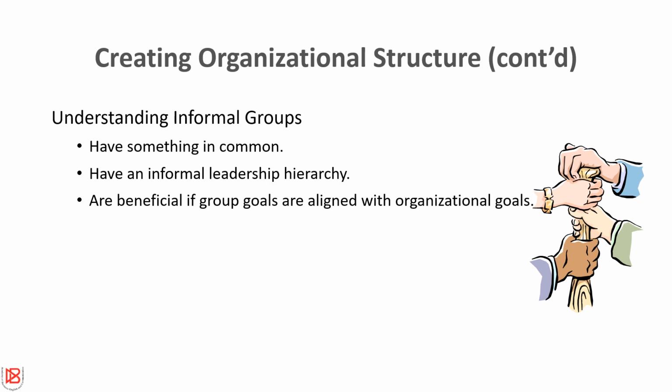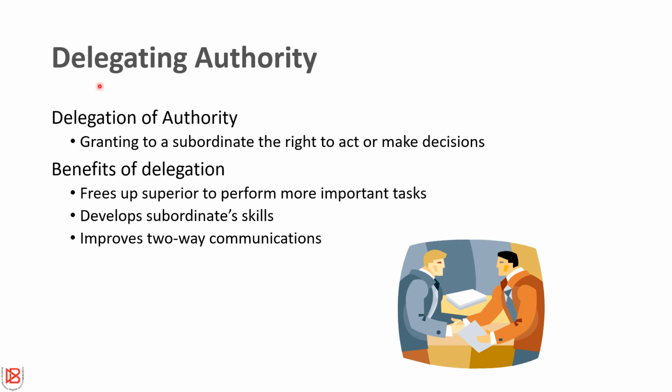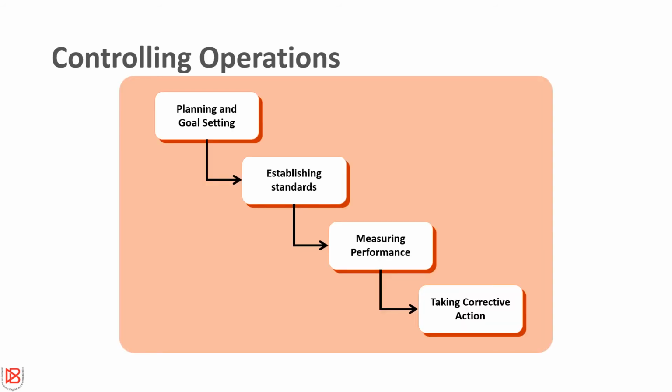Creating an organizational structure means understanding informal groups. Having something in common and having an informal leadership are beneficial if the group goals are aligned with the organizational goals. We need to understand time and again what can be done and what should be done. Delegating authority is granting to a subordinate the right to make decisions. The benefits of delegation: it frees up the superior to perform more tasks, develops subordinate skills, and improves two-way communication, time and again, every now and then. This is what we are looking at.